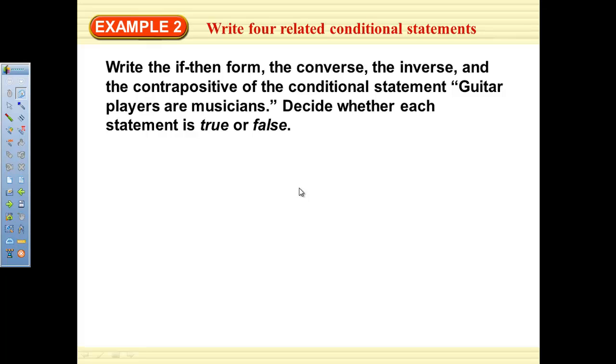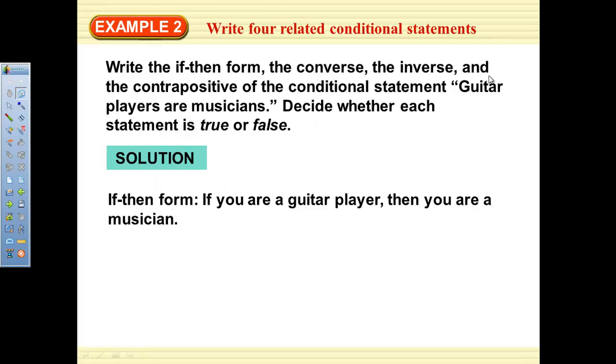So for this first example, we've got the statement, guitar players are musicians. So we want to write it in if-then form, converse, inverse, and contrapositive. So if we do this, the if-then form, remember our hypothesis is guitar players, our conclusion is musicians. So to write this as an if-then form, we would write if you are a guitar player, then you are a musician.